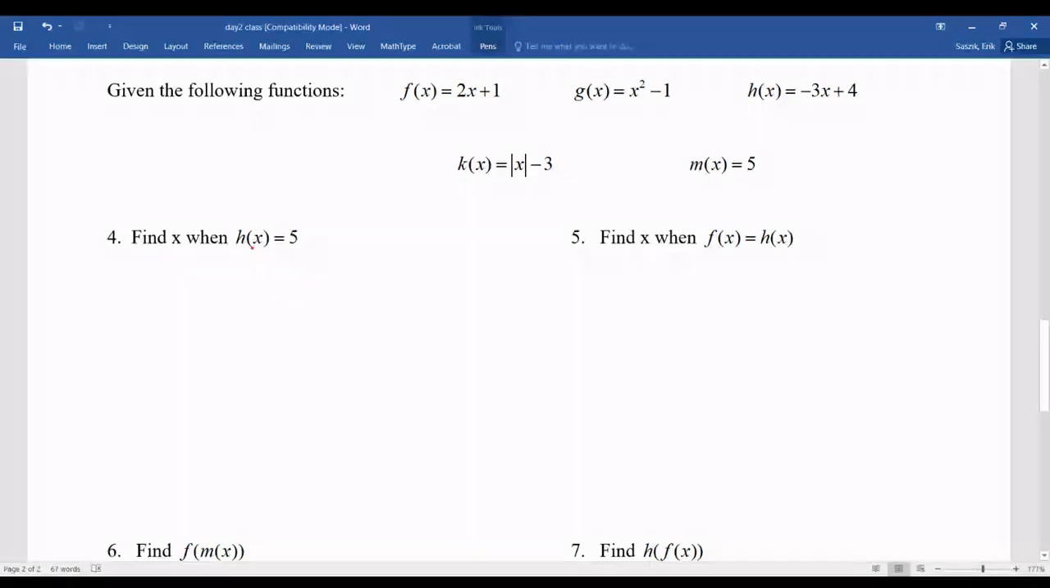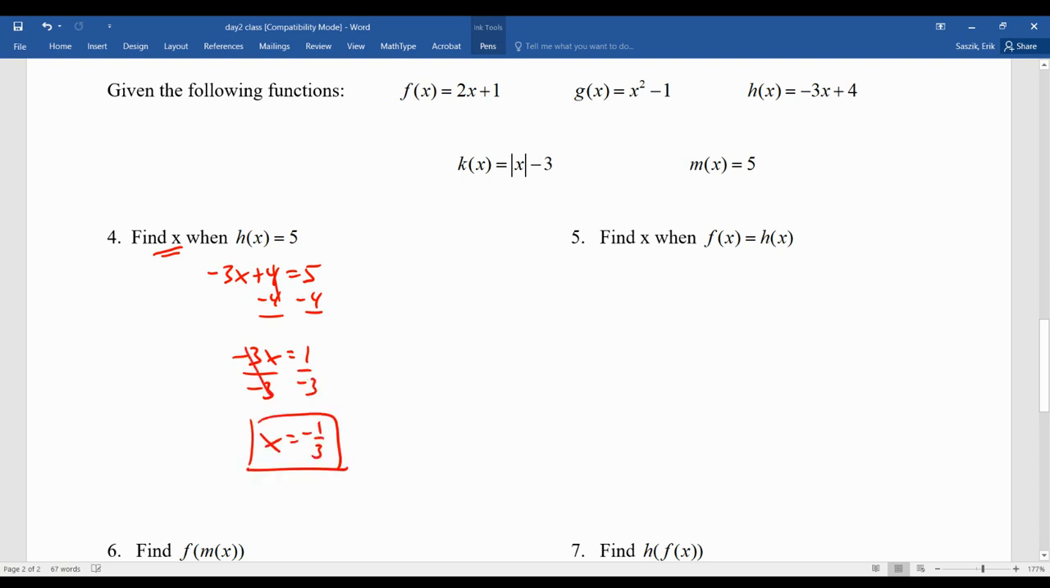But you see here it says find x when h of x is 5. So h of x is defined as negative 3x plus 4. I'm just replacing h of x with this, setting it equal to 5. Okay, and now I solve. When I have to find x, there's a little bit more work involved. It's not just evaluating, we're actually doing some solving. So we move this 4 over. We get negative 3x equals 1. X equals negative 1/3. So you get a fraction for that, but that's okay.